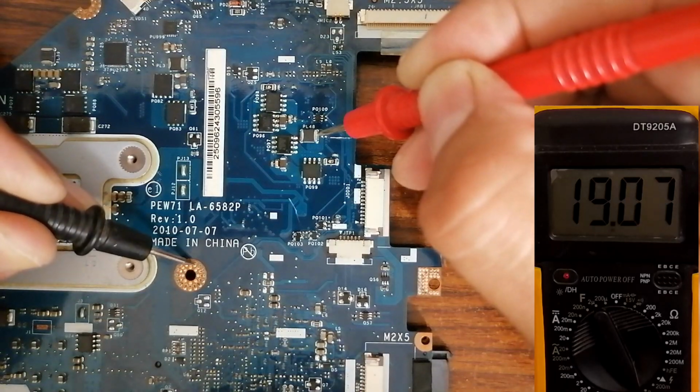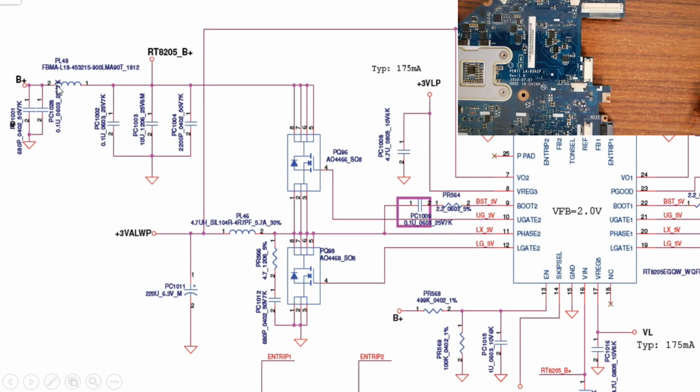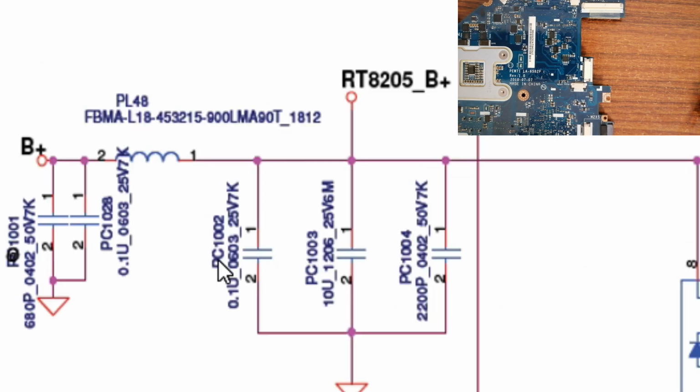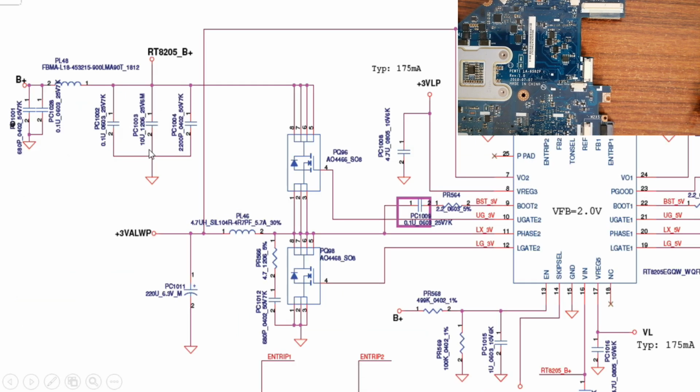So 19 volt is present. That's cool. So 19 volt is here, so it will pass through these ceramic capacitors in order to be filtered. We have here PC1002, PC1003 and PC1004. Okay, so those capacitors are connected to the power rail of 19 volts on one side and to the ground on the other side. So let's look for these ceramic capacitors and check whether we have 19 volt here or not. So 1002, 1003 and 1004.